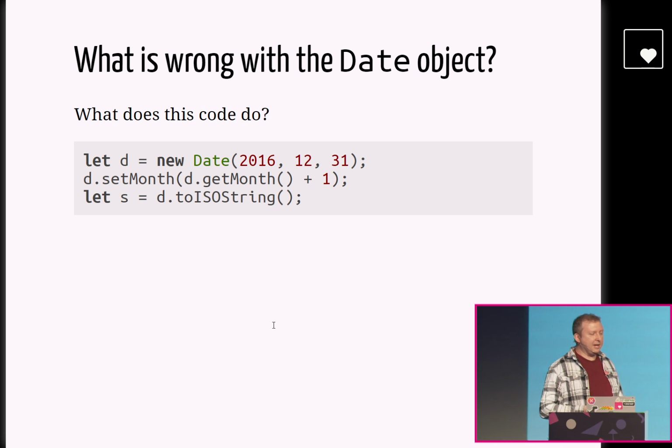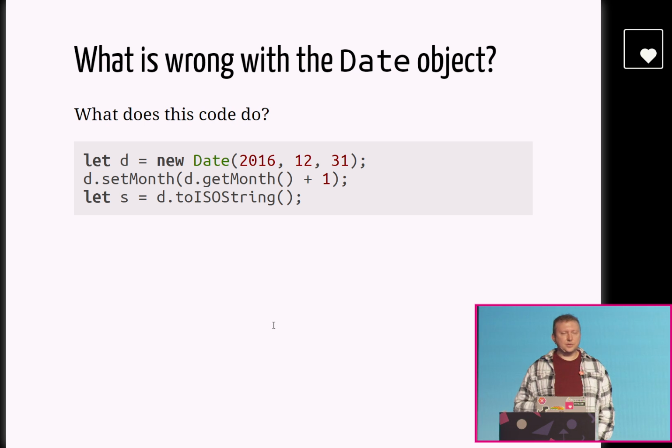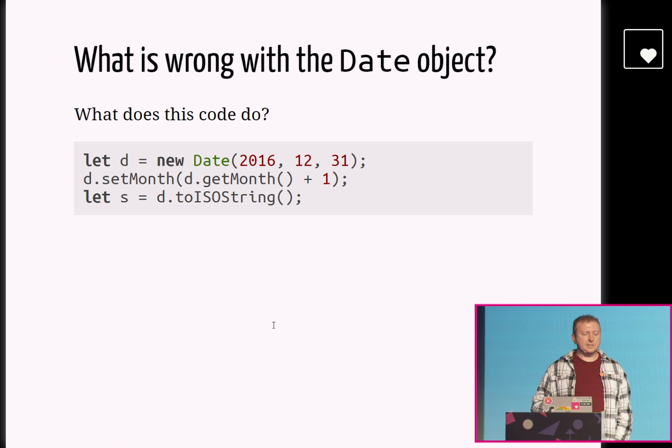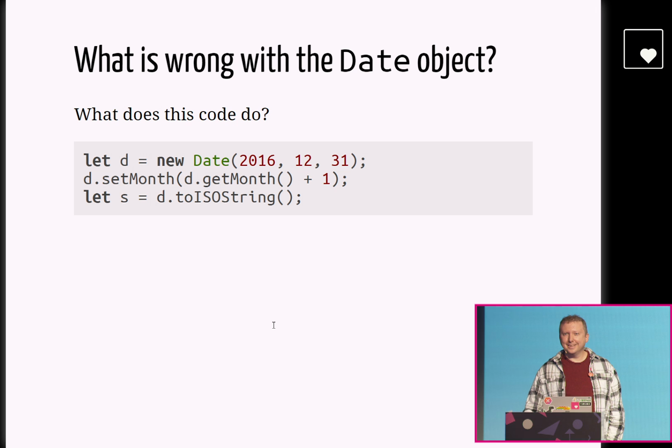But look at this code. Can anybody guess what this result is? This looks reasonable. A lot of people would write something like this. Just think in your mind what you might think it is. I look at that and I say, well, it's December 31st and I'm adding a month, so it must be January 31st as a result.